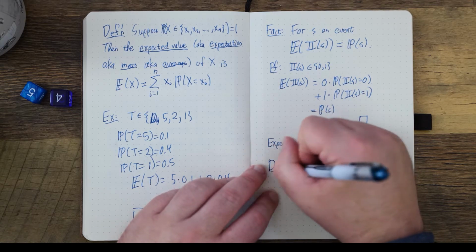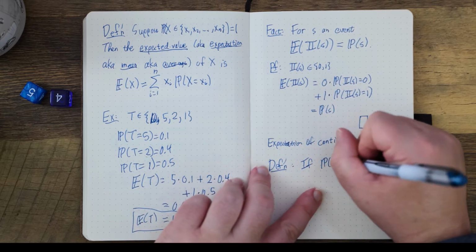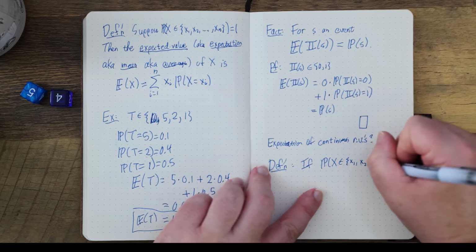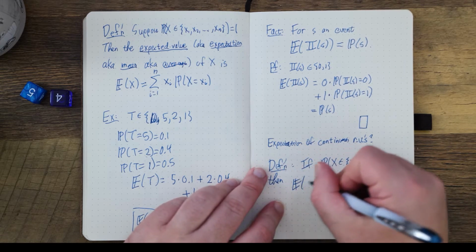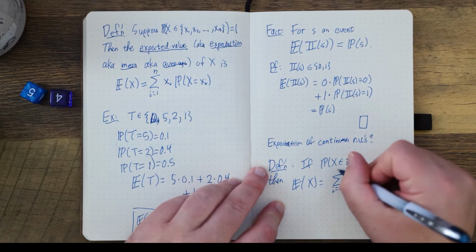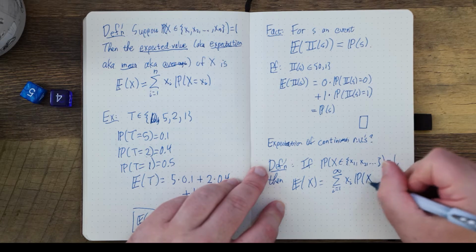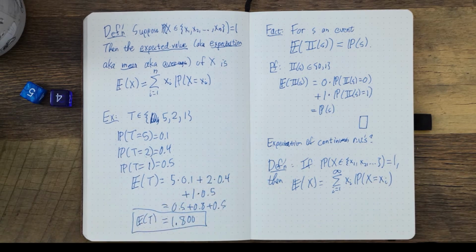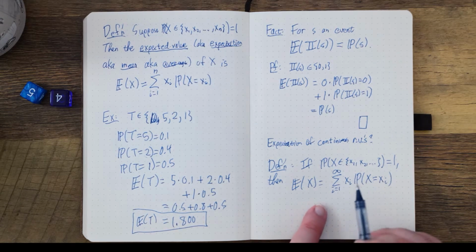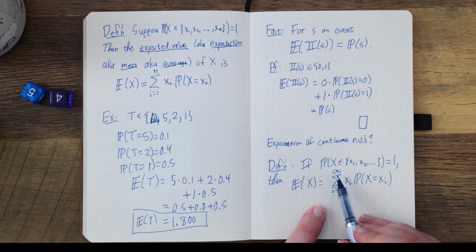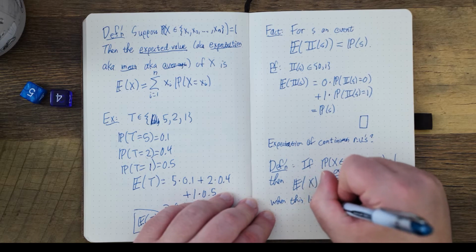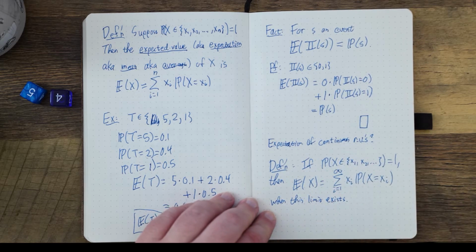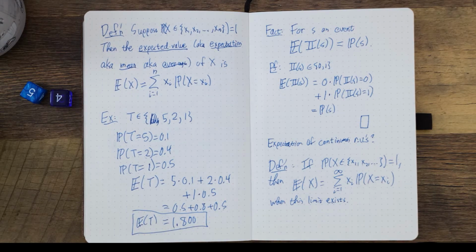So definition. If the probability that X is in the sequence x1, x2, and so on is 1, then the expected value of X is the sum as i goes from 1 to infinity of x sub i times the probability that X equals little x sub i. But we run into a problem. We know that these infinite sums are in fact limits, and limits, unfortunately, don't always exist. So we only say that this is true when this limit exists. Otherwise, we have a variable which is not defined.